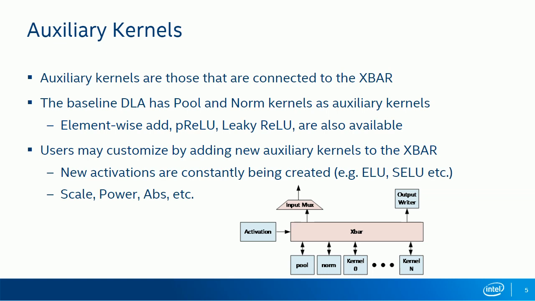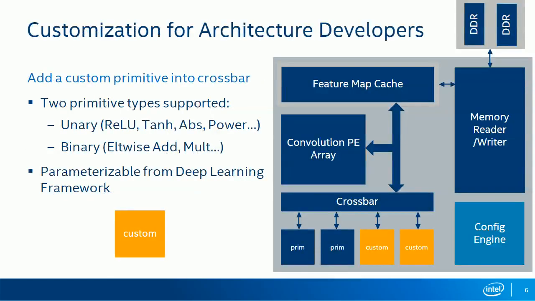Users can also customize their FPGA DLA architecture by adding new auxiliary kernels to the crossbar, and this is the focus of this training. For example, users may want to add new activations that are being created, for example, exponential linear unit, ELU, or scaled exponential linear unit. Users can also add other primitives such as scale, power, absolute value, or whatever else may be needed in their graphs. If you need to customize the FPGA architecture, the Intel FPGA DLA Suite allows you to select and place a custom collection of pre-optimized primitive and convolution PE arrays on the FPGA.